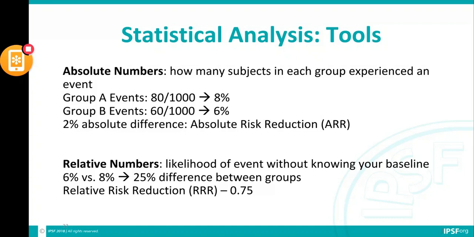Oftentimes they'll also describe it in relative risk reduction, which is the likelihood of events compared to each other. And this is less useful because you really don't know the baseline. So you can say that if one experienced events at a rate of 6% and one experienced events at a rate of 8%, we know that one group is 25% more likely to experience an event, but we don't really know how likely that event was to begin with. So it's a little less useful in determining absolute outcomes, but can be useful in comparing groups and comparing interventions.